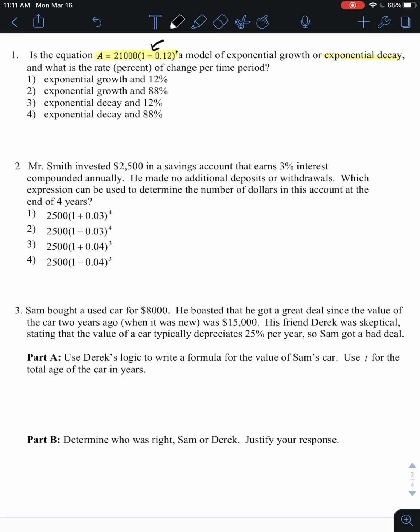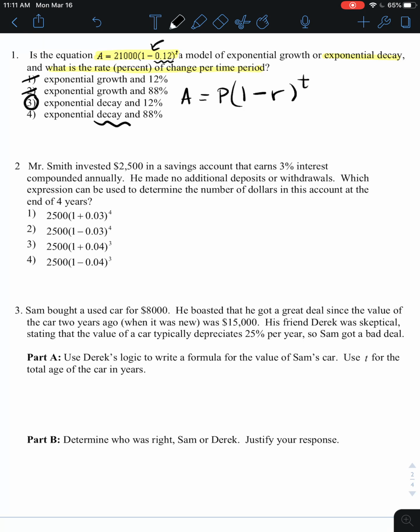Then they're asking us, well, okay, then what is the percent change? So the percent change we can see right here. It's the 0.12. That's the rate being subtracted from 1 to show us this exponential decay model. So we're definitely looking at decay, and we're looking at a decay rate of 12%.